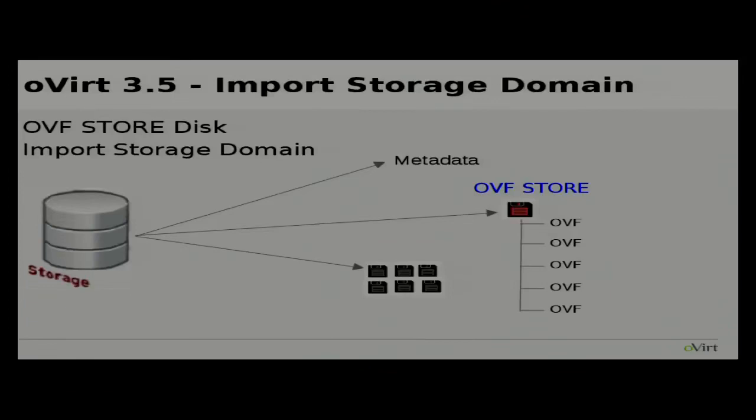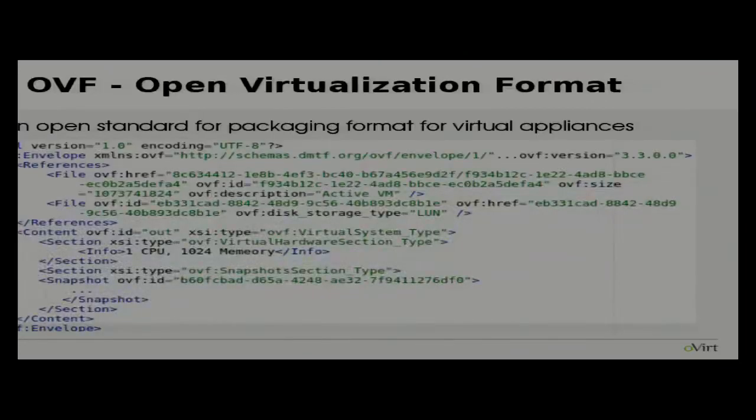What the OVF store disk contains is that each VM is represented by an OVF. This is an example of an OVF. It's an open virtualization format. It's an XML that represents the VM, the metadata of the VM, and with that OVF, with the disks which are assigned on the storage domain, we can basically recover all the VMs and the templates of the setup.